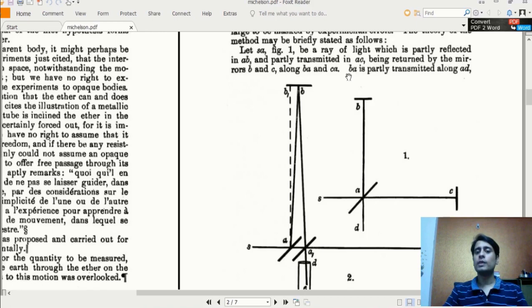BA is partly transmitted along. So if the ray goes from A to B, then returns from B to A, it can again partly reflect and transmit. We will be interested in the part which is transmitted while returning from B to A. And while returning from C to A, the ray can partly transmit and also reflect. So after returning from the mirrors, part of both rays can go in this direction, AD.